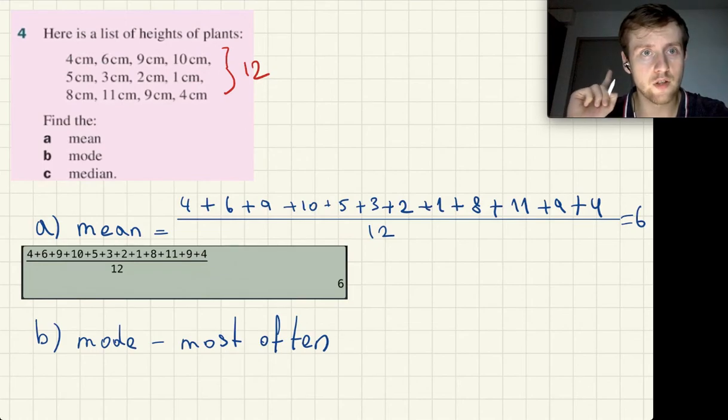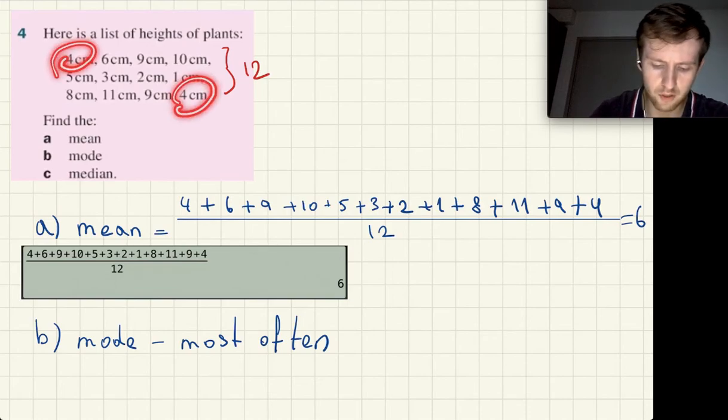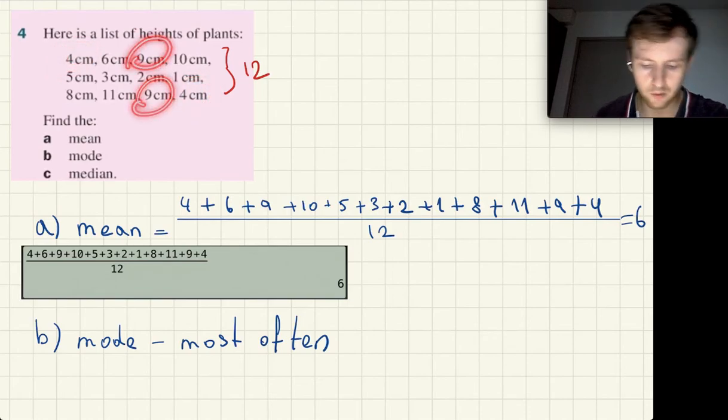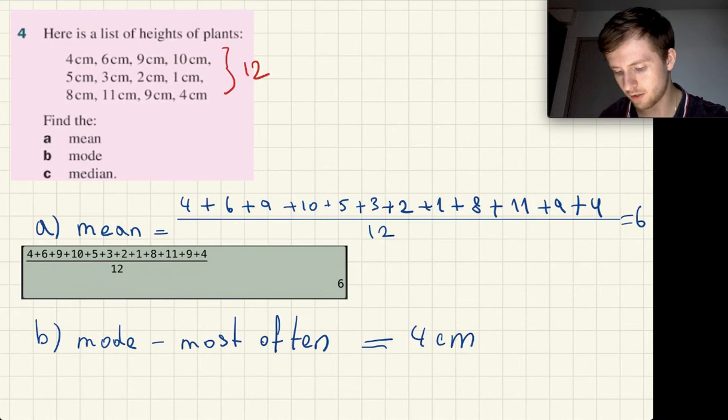But at this point, there are also 2 9s. So what is the mode in this case? There are 2 4s, but there are also 2 9s in here. So how do we find the mode? Well, it turns out that sometimes there are 2 modes. So in this case, the modes are 4 centimeters and 9 centimeters.